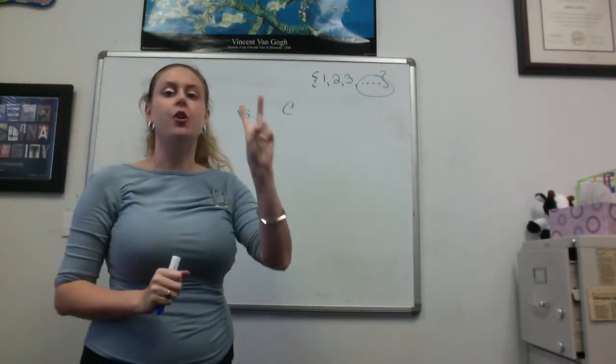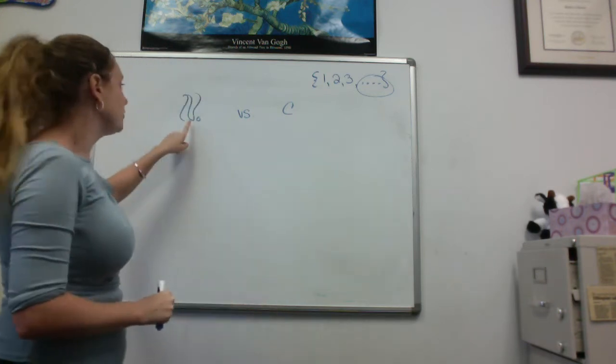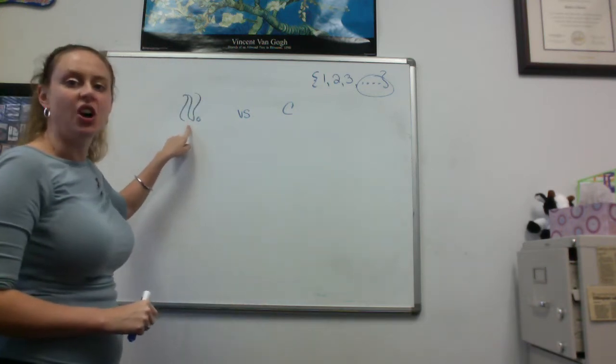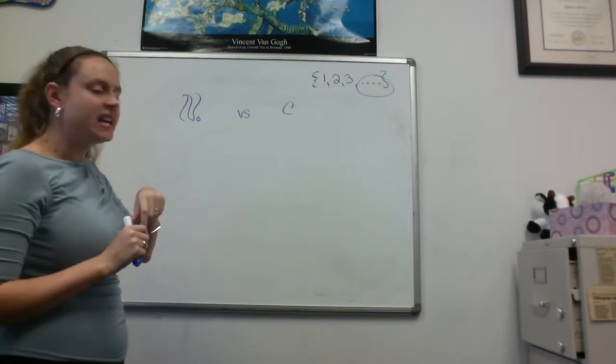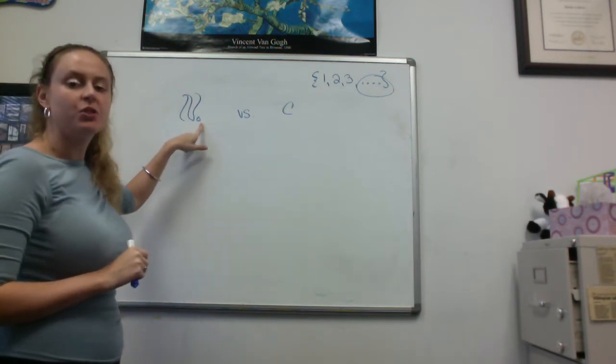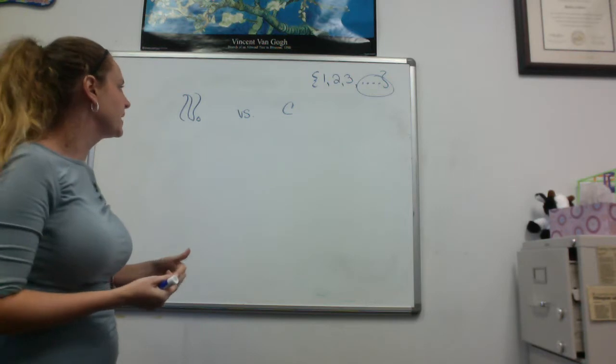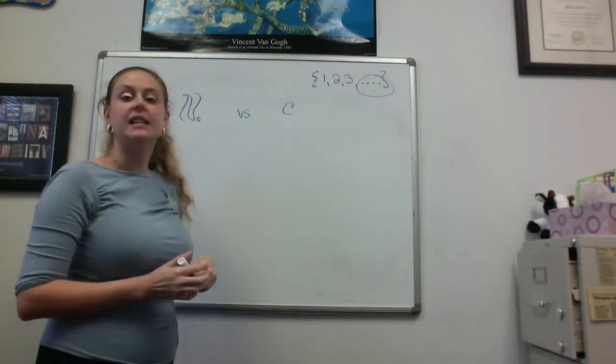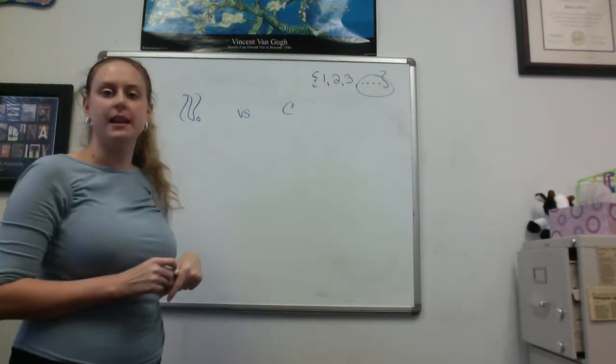Infinite sets can fall into two categories. The first category is this aleph null. It's kind of like a squiggly N with a 0 down here in the subscript. It's actually from the Hebrew alphabet. And then our second set is the continuum, so it's with a little c.